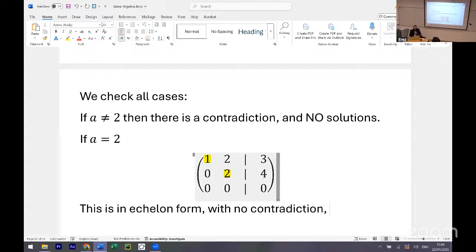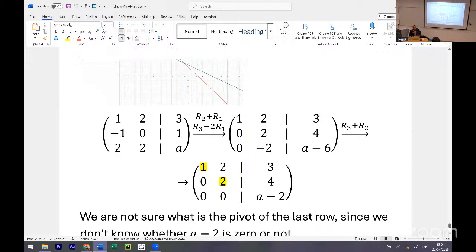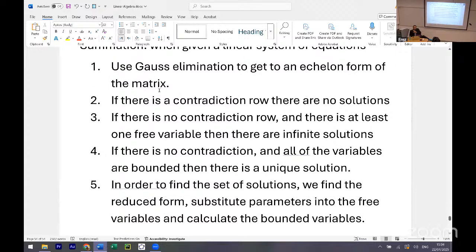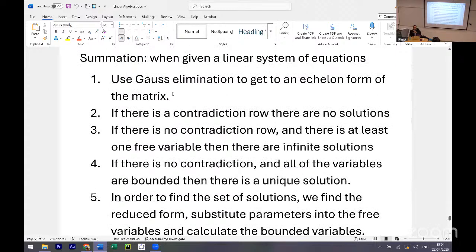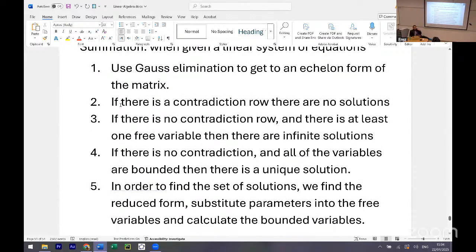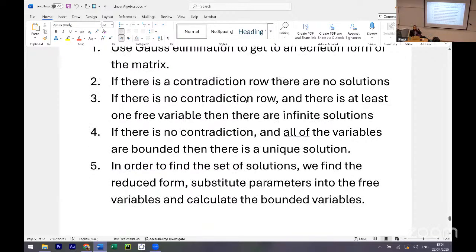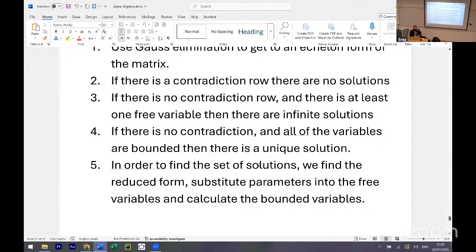And what is the next question we should ask ourselves? Look at the algorithm, right? So, like I said, 1 is the belle of the ball. It's the main thing. It was hard for us to even Gauss eliminate because we were not sure what the pivots are, but we did it. Now we have an echelon form. Next I'm checking whether there is a contradiction. There is none. What is the next thing we should check? Step 3 and 4. To have a free variable or not.